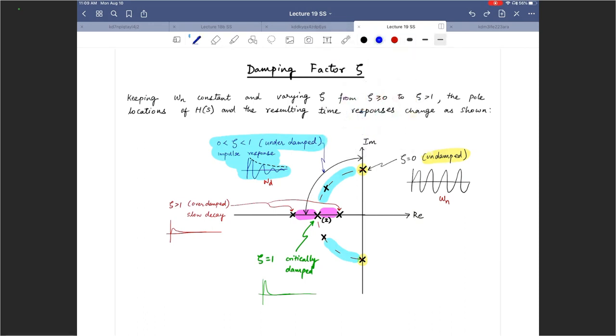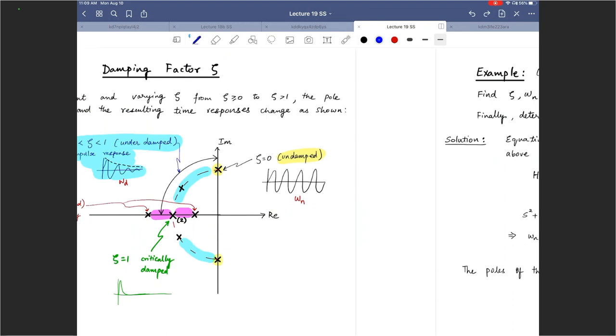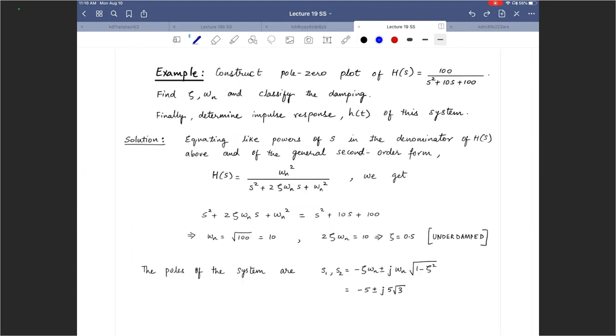All right, let's take a look at an example here. We'll start with a second order system defined by this transfer function, 100 divided by s squared plus 10s plus 100. We are going to first find damping. We are going to classify the damping: undamped, underdamped, critically damped, overdamped. Which one is it? And then we'll also try to find the inverse Laplace transform and obtain the impulse response of this system.